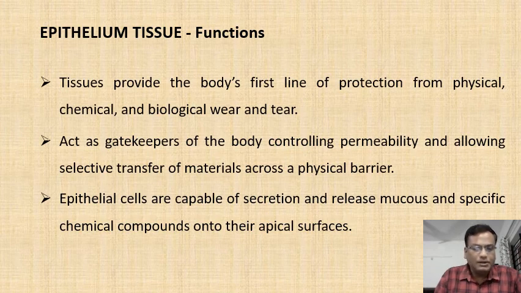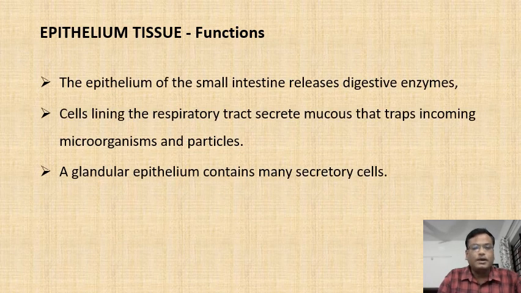And epithelial tissues act as gatekeepers of the body, controlling permeability and allowing selective transfer of materials across the physical barrier. And in the case of glandular epithelium, the epithelial cells are very important when it comes to the secretion of hormones and enzymes. I mean, the exocrine and endocrine secretions are the result of epithelial tissues. And the epithelium of the small intestine releases digestive enzymes, which I already mentioned. Cells lining the respiratory tract secrete mucus that traps incoming microorganisms and particles.